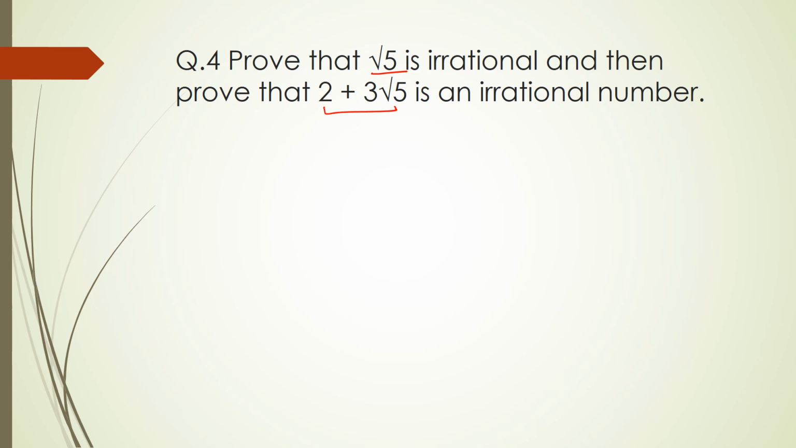Whenever such a question comes, you can solve it with the principle of contradiction, where whatever the question is asking us to prove, we always consider the opposite of that. So the question is asking to prove root 5 is irrational. Let us assume that root 5 is rational. Okay, we have considered the opposite of that. Now you know what we mean by rational numbers.